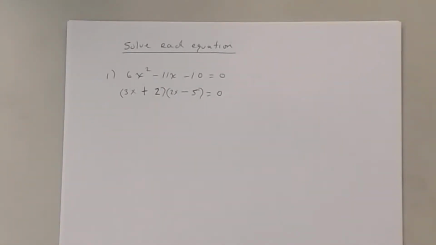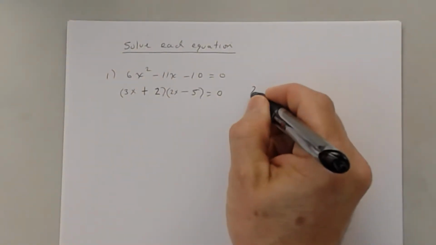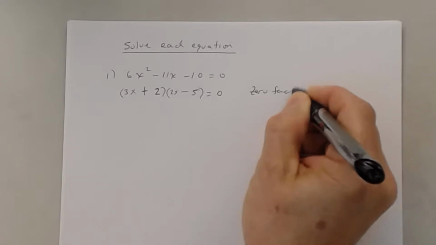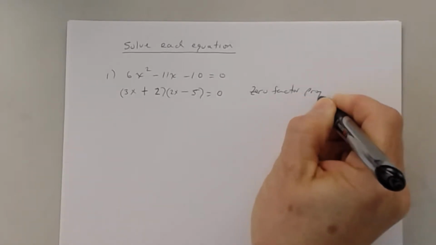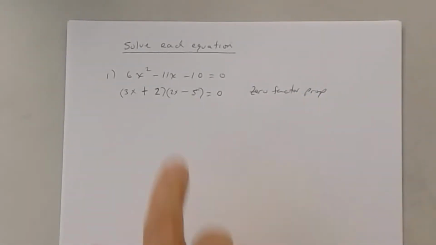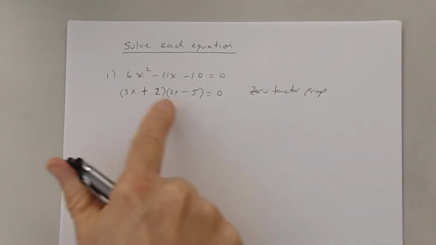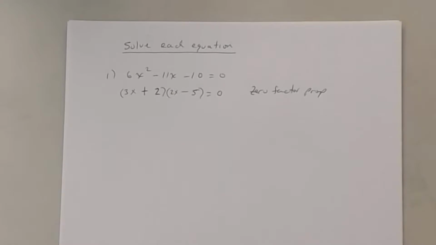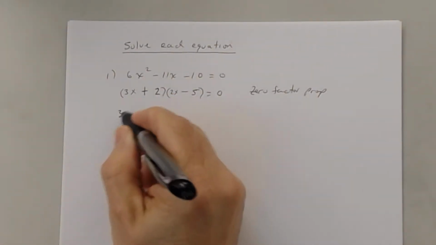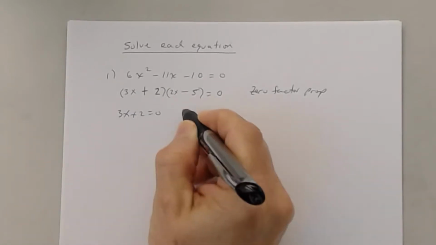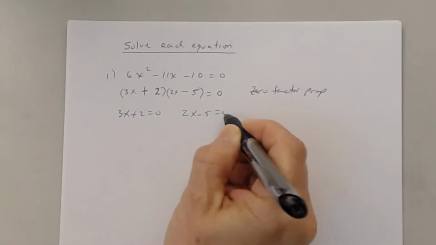Now what property are you going to use next? The 0 factor property. So the 0 factor property says that if you have 2 or more factors whose product is 0, then one of them has to be 0. And so remember, that's where you set each one equal to 0. So you'd say 3x plus 2 equals 0, 2x minus 5 equals 0.